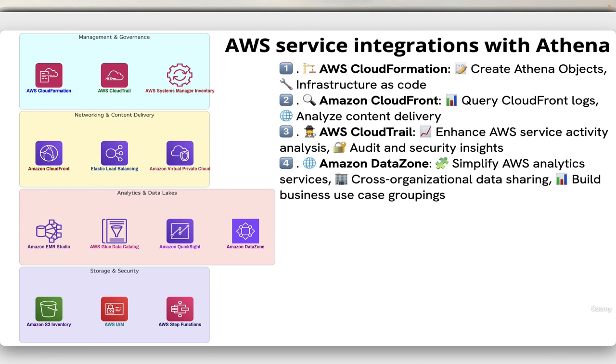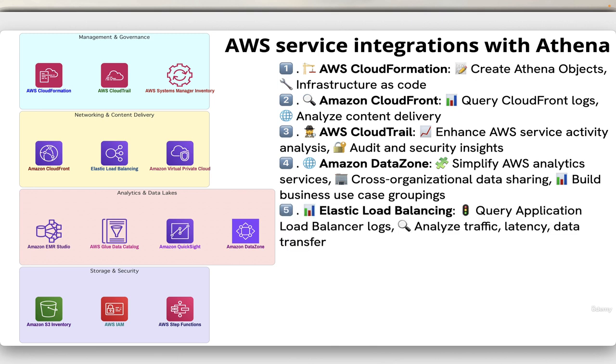Amazon DataZone. Use Amazon DataZone to share, search, and discover data at scale across organizational boundaries. It simplifies the experience across AWS analytics services like Athena, AWS Glue, and AWS Lake Formation. You can build business use cases based on groupings of people, data, and tools with large amounts of data in various sources. Elastic Load Balancing. Athena can query application load balancer logs, which allows you to see the source of traffic, latency, and bytes transferred to and from Elastic Load Balancing instances and backend applications.